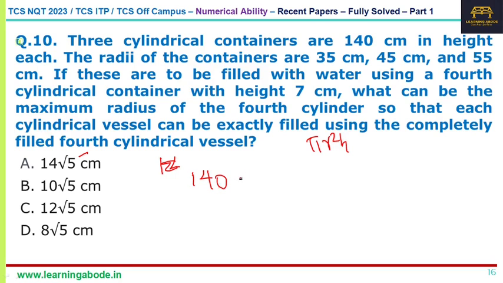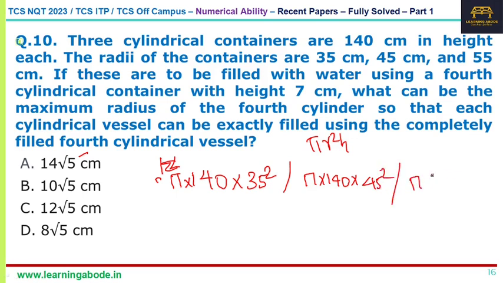So first of all, the volume for the three containers. What is common we know, the pi. I'll write it as it is: pi into 140 into 35 square is the first one. The second one, pi into 140 into 45 square. And the third container is pi into 140 into 55 square.